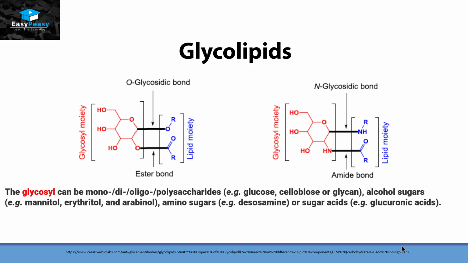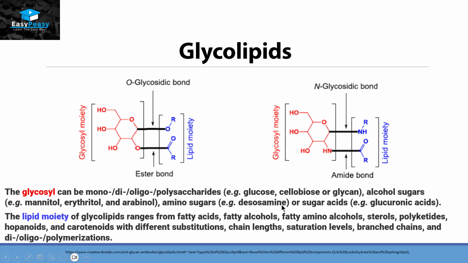Now, the glycosyl moiety can be a mono-, di-, oligo-, or polysaccharide. They can be alcohol sugars, amino sugars, or sugar acids. Whereas the lipid moiety can be fatty alcohols, fatty amino alcohols, sterols, polyketides, hopanoids, and carotenoids with different substitution, chain lengths, saturation level, branch chains, and polymerization. So this is a very big topic, so we are not going to discuss glycolipids in that detail.